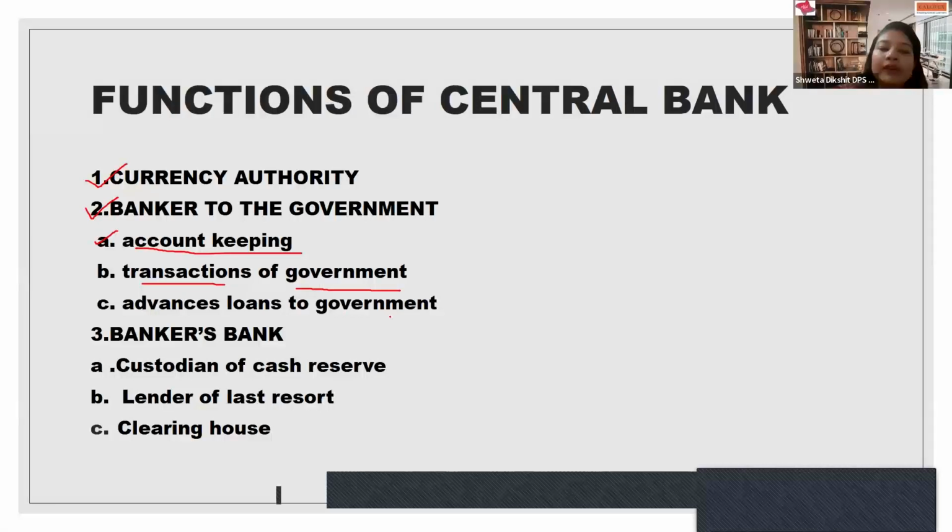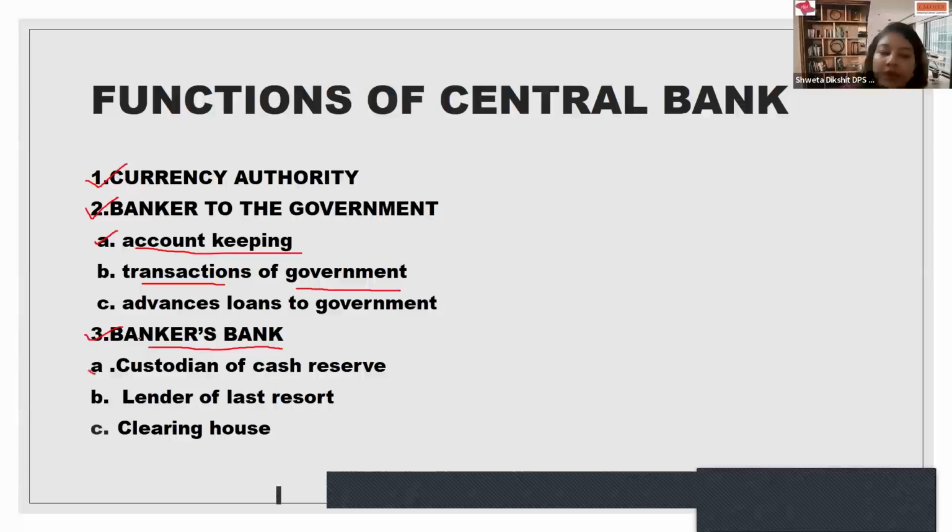Then it also advances loans to the government. In need, like we go to our commercial banks for a loan, in the same way the government goes to the RBI for a loan. Then bankers' bank. Like we need banks, banks also need a bank. For example, SBI, Bank of Baroda, they are banks. They sometimes also need somebody to guide them, to advise them, and also to lend some money to them when required. That is why it is said that the RBI is the bankers' bank also.